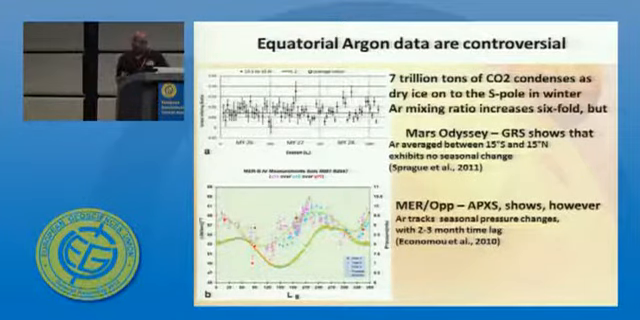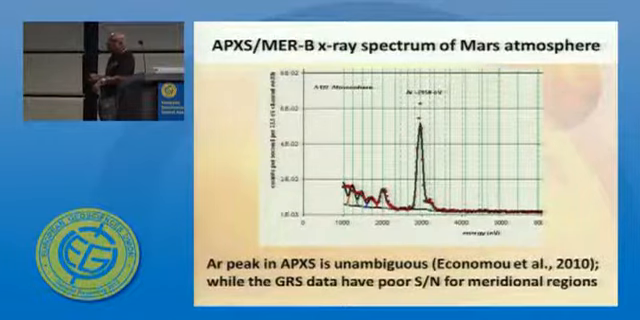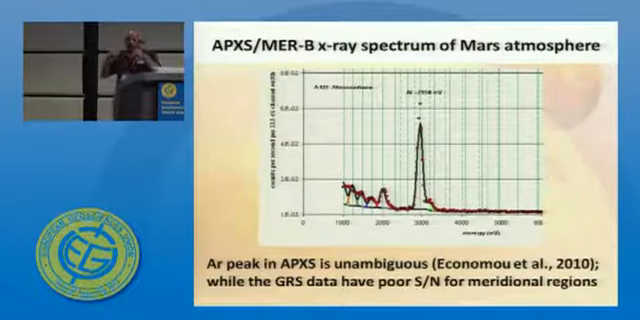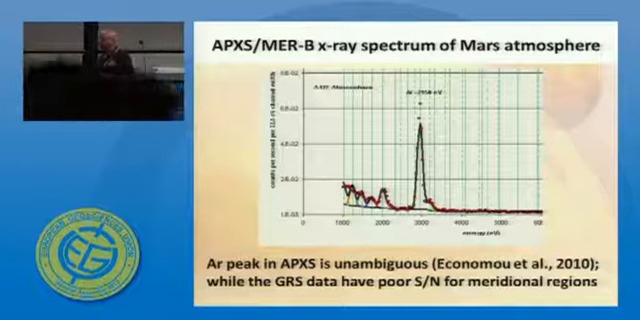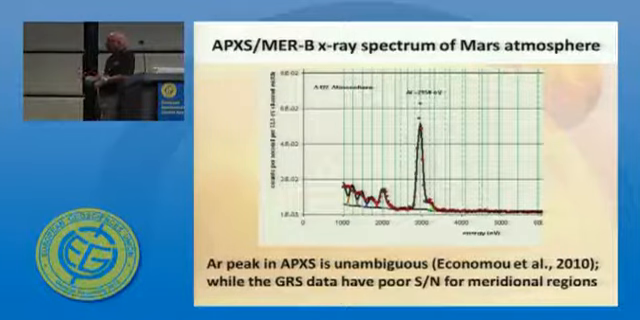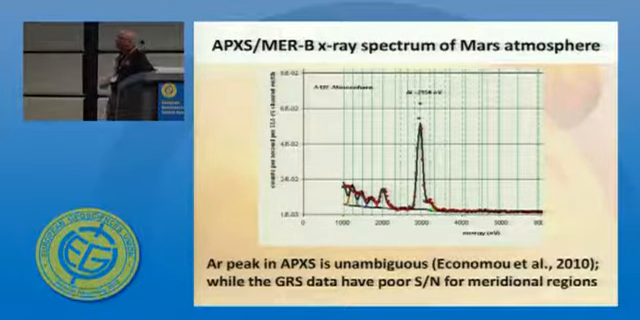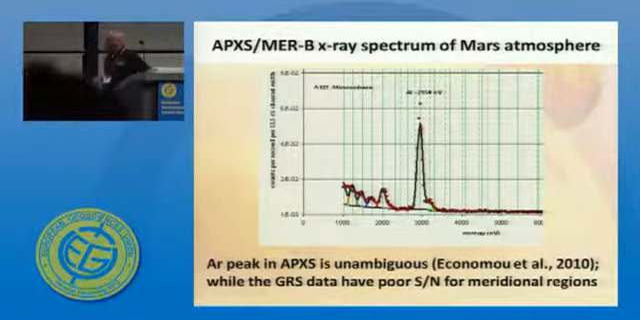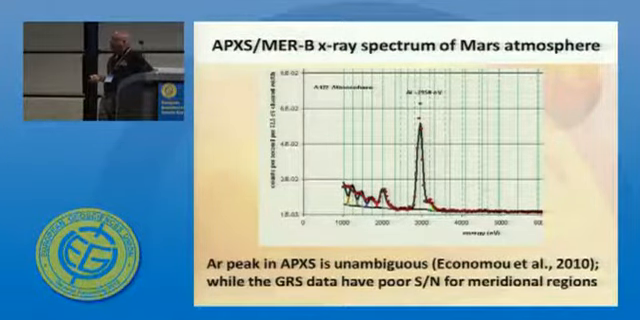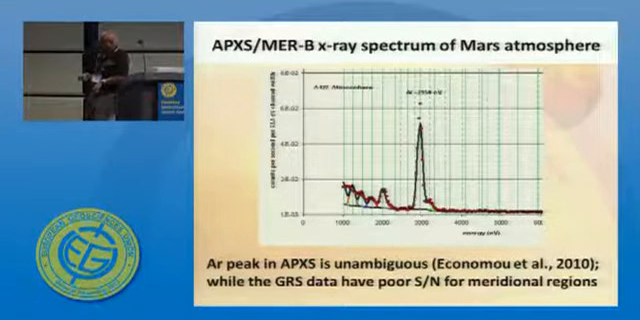But you have to understand that when you're working with the orbital data, Mars Odyssey data, they're not all that accurate when it comes to making measurements of low amounts of argon, which is what we see in the equatorial region compared to the polar regions. But the APXS data are really good. They're sitting on the surface of Mars, and this is an actual spectrum that was taken off the atmosphere. And you see a clean argon line at approximately 3 kilo electron volts. And the background is really low, so they can actually monitor the argon really well with the APXS.